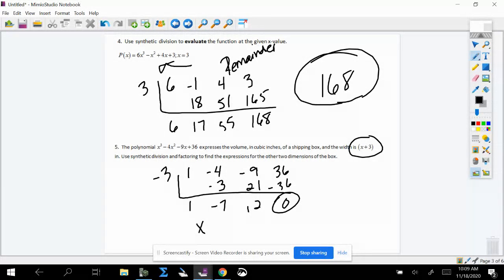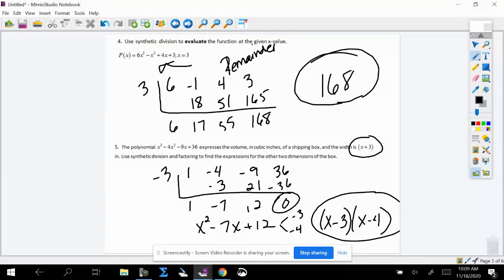This one wants you to go a step further and factor the result to write the dimensions of the box. So this is x squared minus 7x plus 12. So I need numbers that multiply to get 12 and add to get -7. That's going to be -3 and -4. So the factors that make up the other dimensions of the box are going to be x minus 3 and x minus 4. And that is what you're going to type in as the product of factors of the two dimensions of the box.